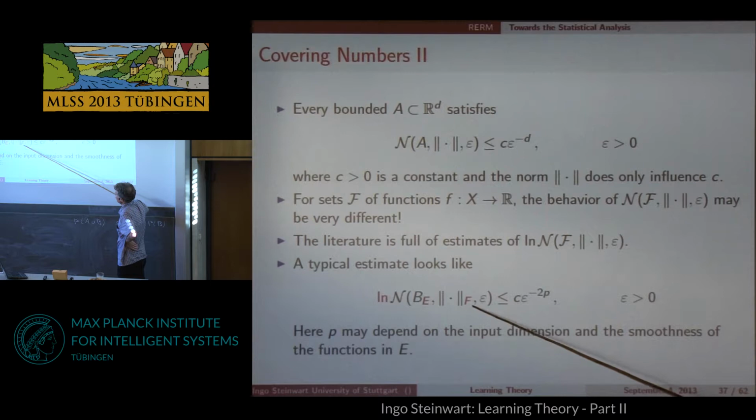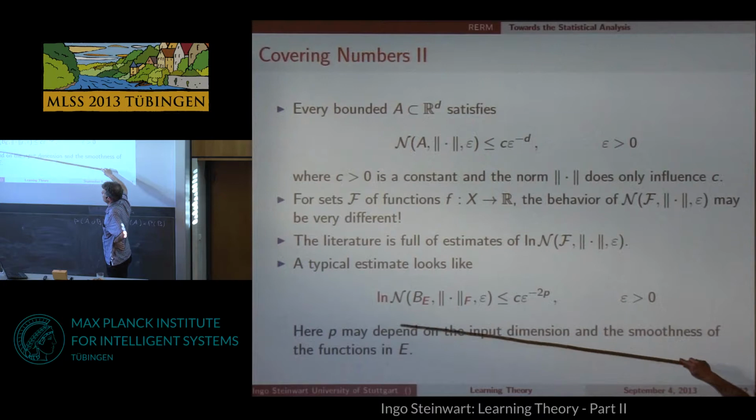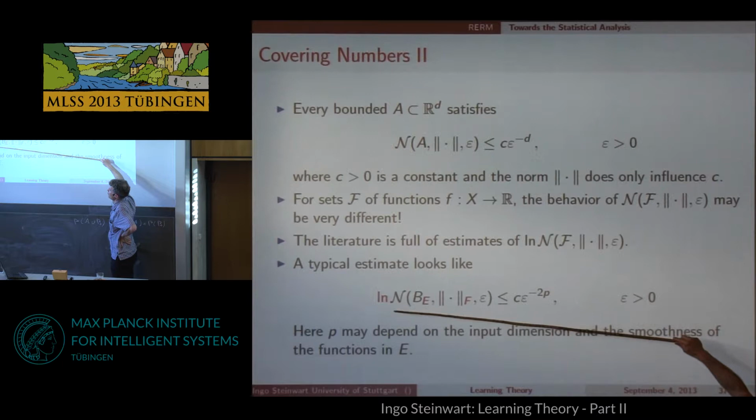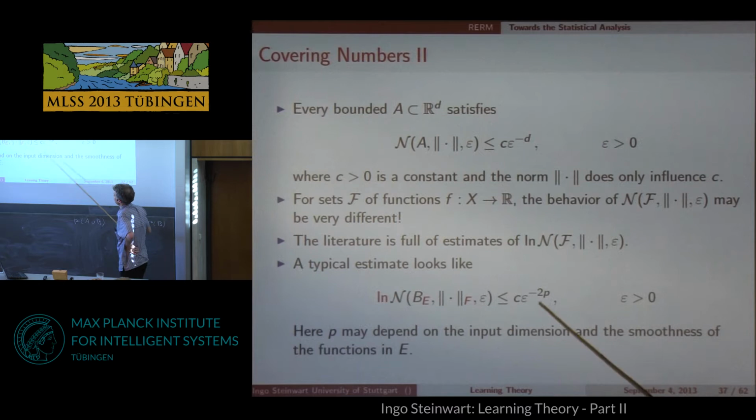Then take the covering numbers, and for conventional reasons, we actually take the logarithm of the covering numbers. And then typical estimates basically say that these logarithms behave like epsilon to some power. And usually, if F is a set of functions on, let's say, some subset of R^d, then the value of p is influenced heavily by the smoothness of the functions in E, meaning that the smoother the functions in E are, the smaller the value p is. This is basically the idea.